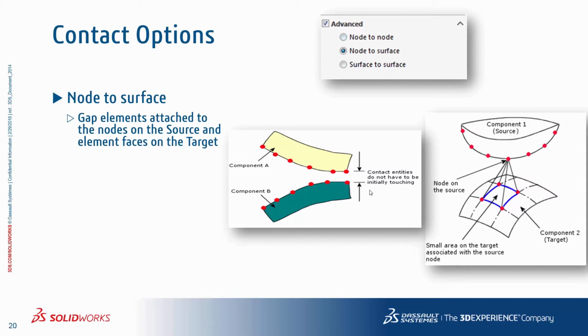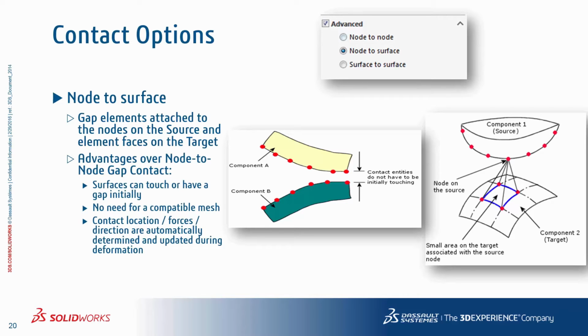Now, node to surface is a more advanced form of contact. It practically eliminates the limitations of the node to node mathematical formulation. It's actually a one-node gap element, where you have the gap elements attached to the nodes in the source and the element faces on the target, as shown here. The geometric entities participating in this type of contact do not have to be touching initially. They can have a gap initially. Later on, they can come and touch each other and physically interact with each other. They can move away from each other and all those things.